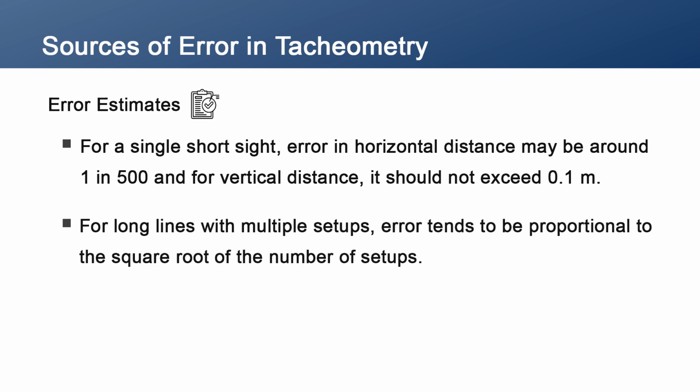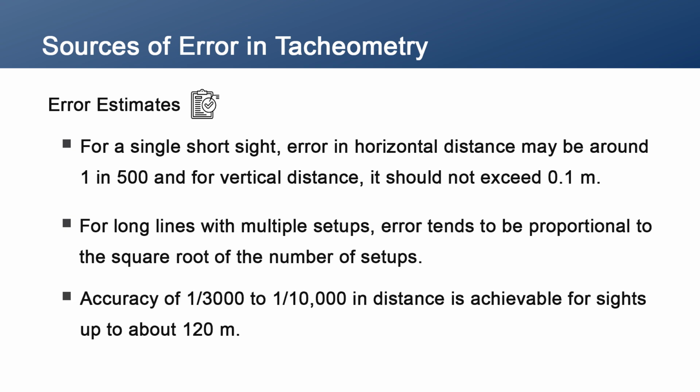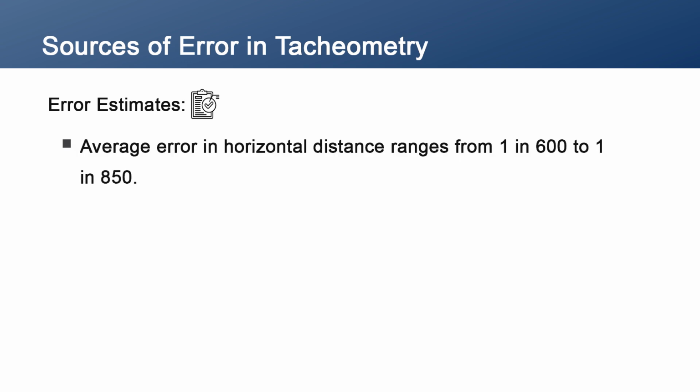Now, if you are working with long lines where a number of setups are required, the errors will tend to be proportional to the square root of the number of setups. It should always be kept in mind that an accuracy of 1 by 3000 to 1 by 10,000 in distance is obtainable for sights up to 120 meters, and the average error in horizontal distance may vary from 1 in 600 to 1 in 850.